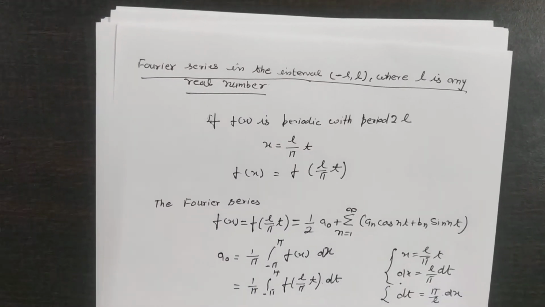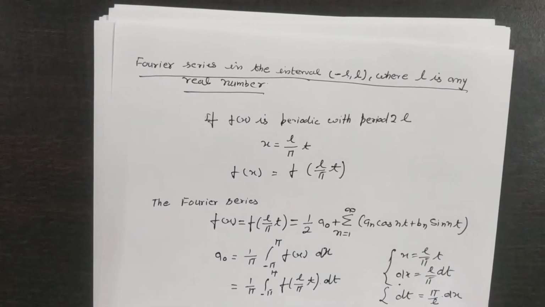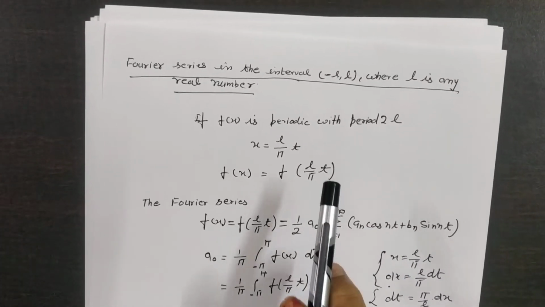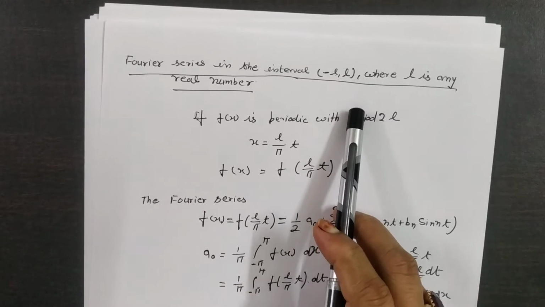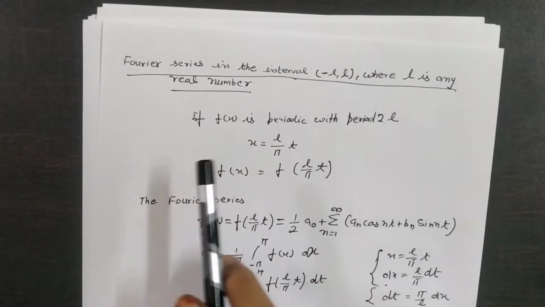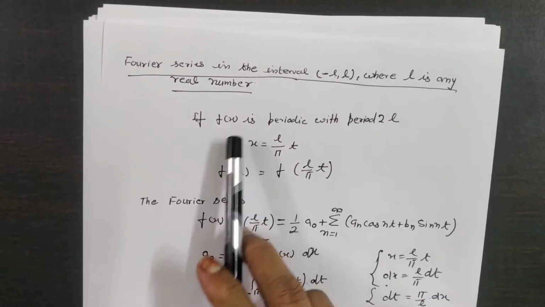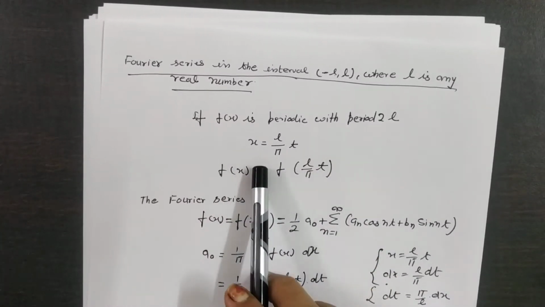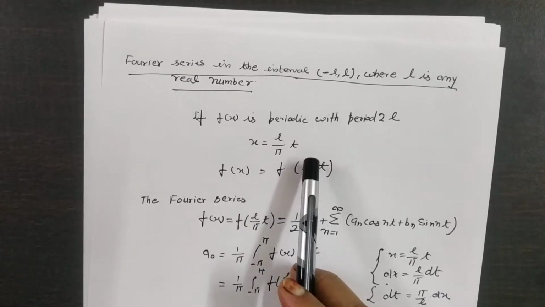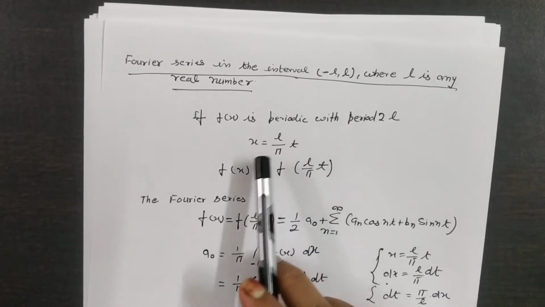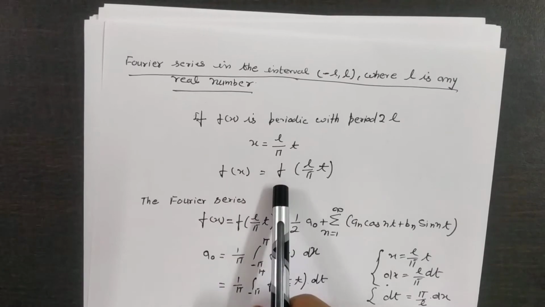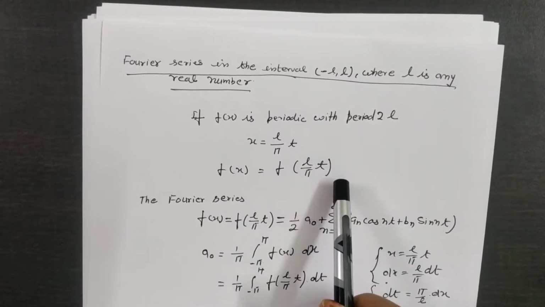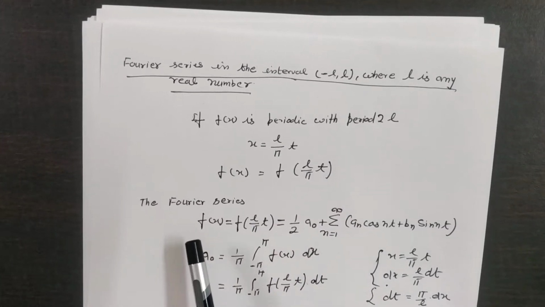Yes, excellent. Now, today I have defined the Fourier series in the interval minus L to L, where L is any real number. If f of x is periodic with period 2L, then x is equal to L by pi t. So the function f of x is defined as f of L by pi t.